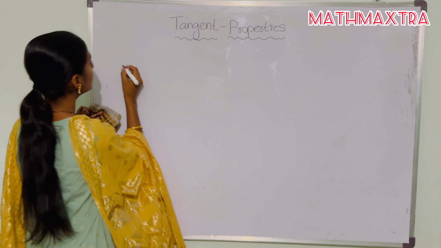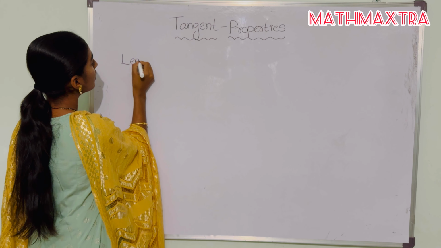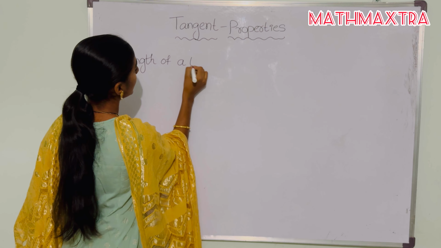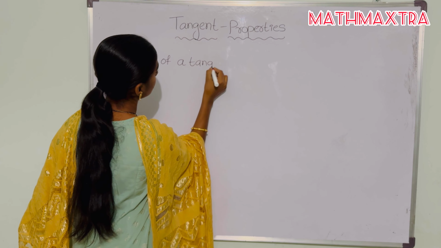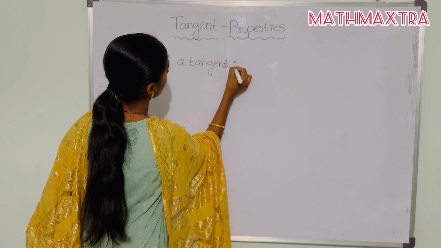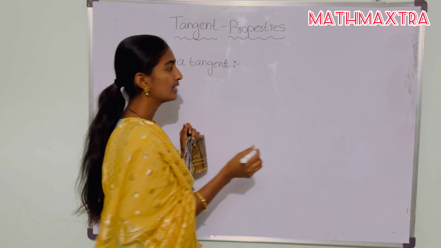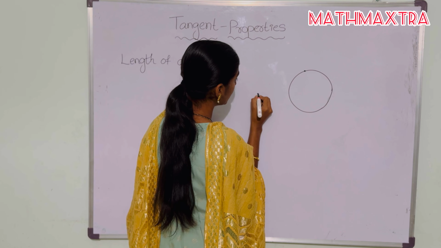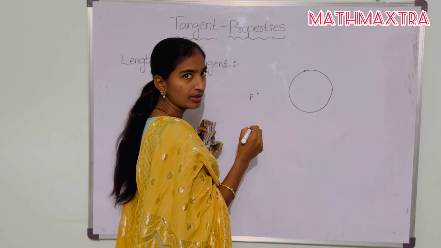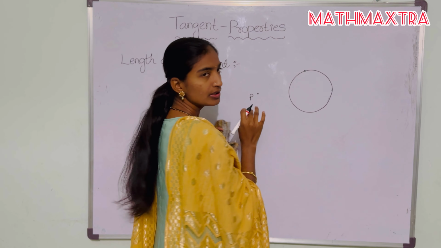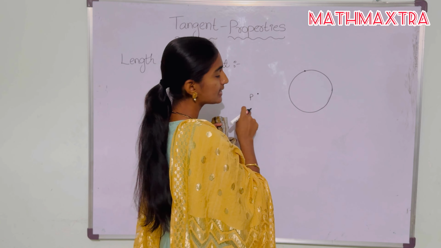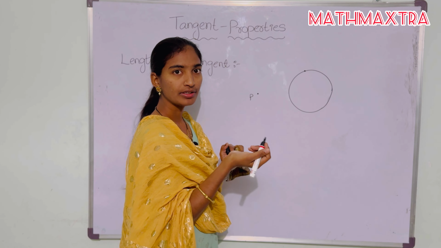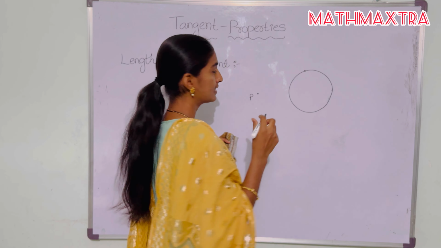Okay. Now we will discuss what is the length of a tangent. So how to define the length of a tangent? If you take one circle, I am taking one external point. This is a point P. I am drawing tangents through this external point to the circle. How many tangents can we draw through an external point? We can draw exactly 2 tangents, isn't it?